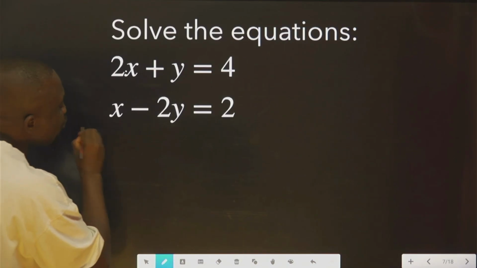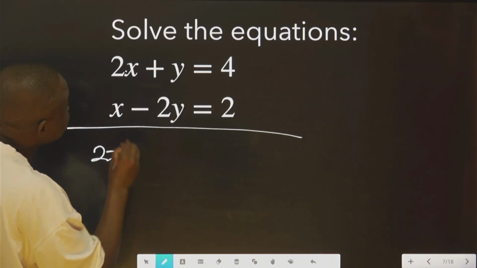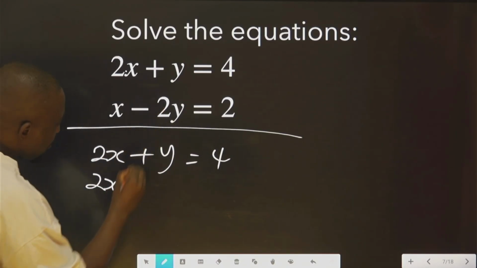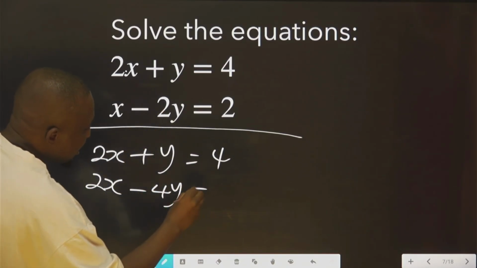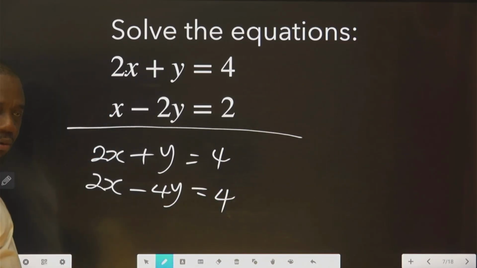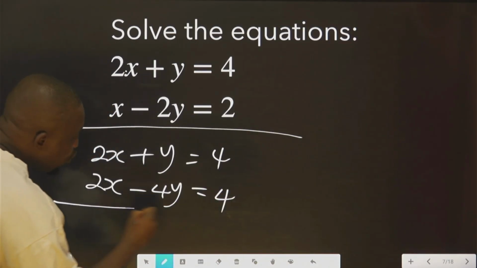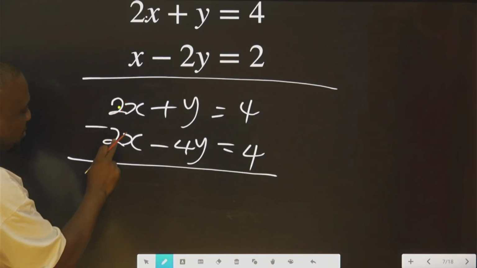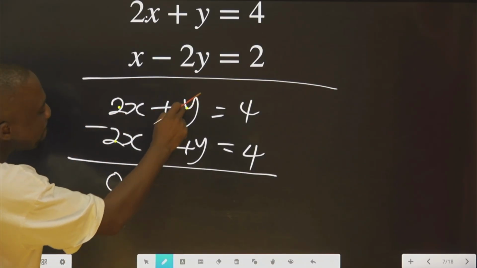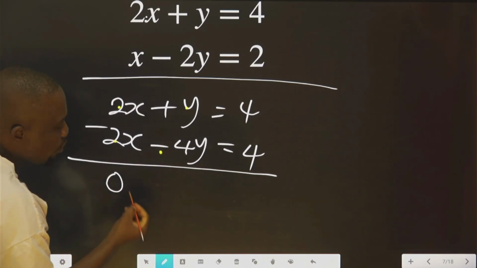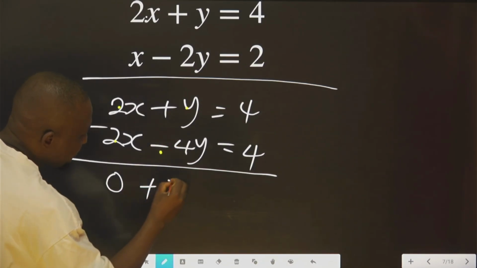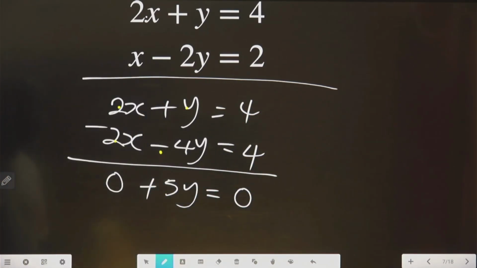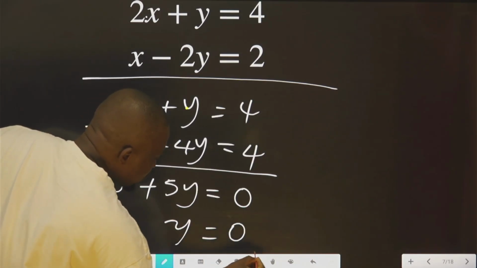You agree with me? If we rewrite this now, first of all, let's write the first one equals to 4. We multiply this one by 2, we have 2x, multiply this one by 4y, multiply this by 2, we have 4. Okay? So you can see in this place. Now, we can eliminate. We put minus here. This minus this is 0. Y minus minus 4y will give us plus 5y equals to, this minus this will give us 0. Okay? It means y therefore is equals to 0.